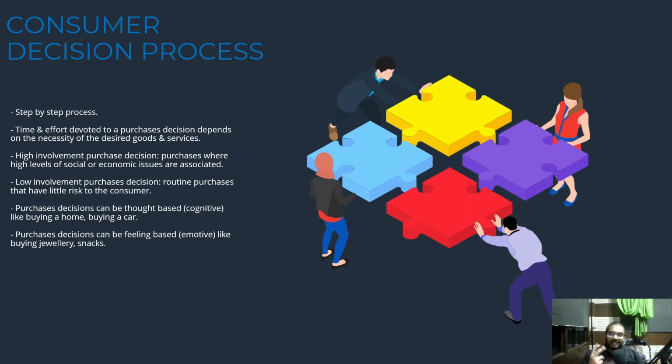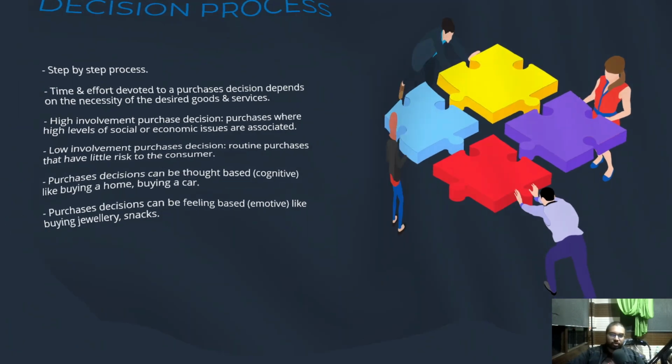Contrary, we have the feeling based decision. So when you want to buy jewelry, you do not decide from the beginning what kind of jewelry you want to buy. You visit the jeweler, you look at the design, you look at the material, you look at the cost, and then you make a decision on that place. So these decisions are very feeling based decisions. If you buy a snack from the market, you do not decide 2 or 3 months in advance that you want to buy a snack. So decision making process could be cognitive or it could be emotive.